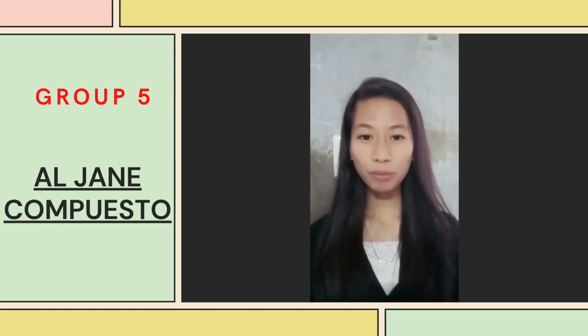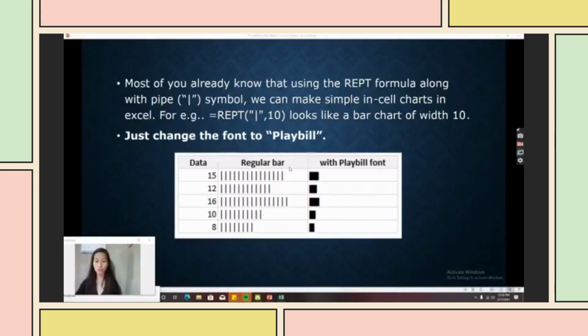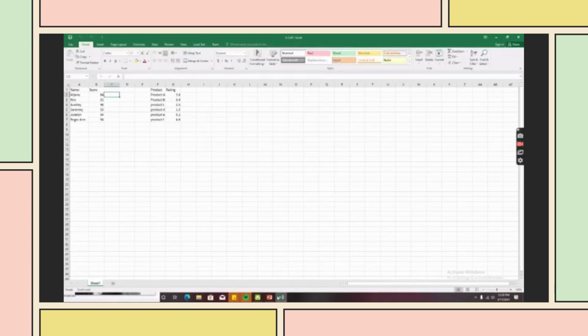Hi, I'm Jane Compuesto and this is Group 5 Chart. Most of you already know that using the REPT formula, along with symbols, we can make simple in-cell charts in Excel. So this is the formula. It looks like a bar chart of width 10. I have an example. So this is our data.